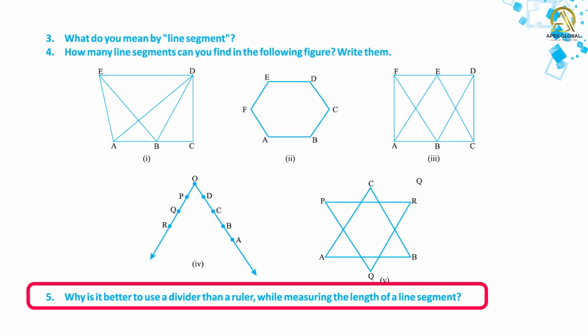Question 5. Why is it better to use a divider than a ruler while measuring the length of a line segment? Solution. The thickness of a ruler may cause difficulties in reading the marks on it. This problem can be avoided by using a divider.